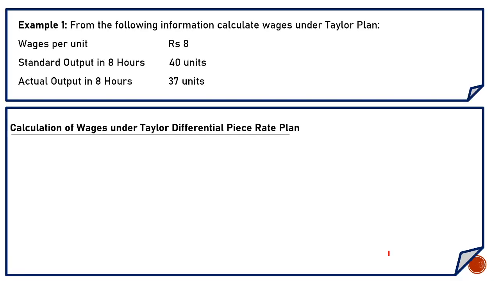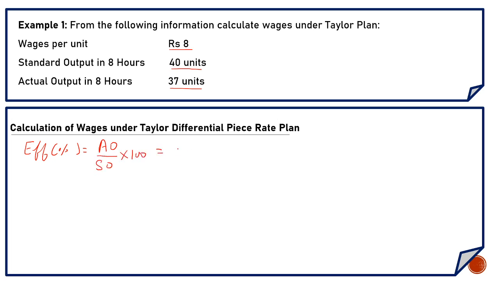We take another example, so this plan is clear. From the following information, calculate wages under Taylor plan. Here wage rate per unit is 8 rupees. It means if the worker manufactured 1 unit, then he is eligible for 8 rupees. Standard output decided by the company is 40 units in 8 hours, and actual output manufactured by the worker is 37 units. Now first we calculate efficiency of this worker, and the formula to calculate efficiency is actual output divided by standard output into 100.